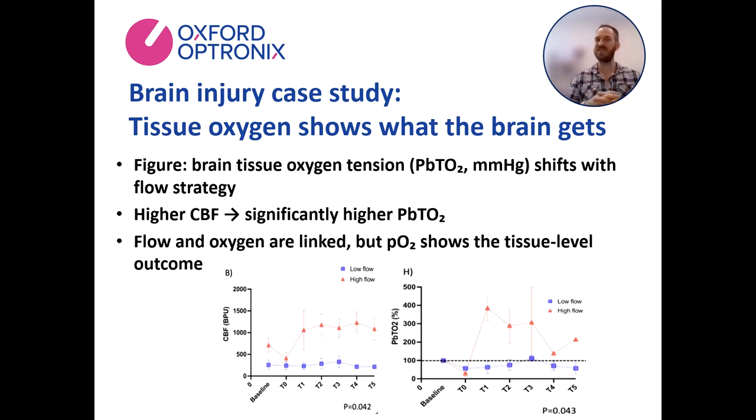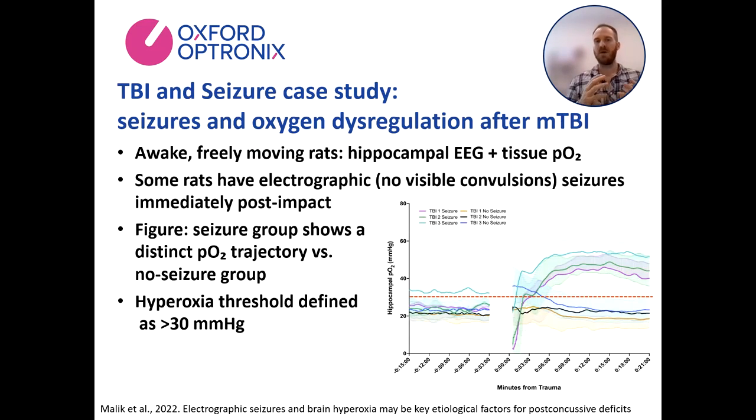Okay, so now that we've seen this in a larger animal model, let's stay in brain injury, but shift to a different question. What happens when seizures enter the picture after a mild TBI? So this next case study is a repetitive mild TBI, concussion-style injury, and the question is whether some animals enter a state that helps explain post-concussive defects.